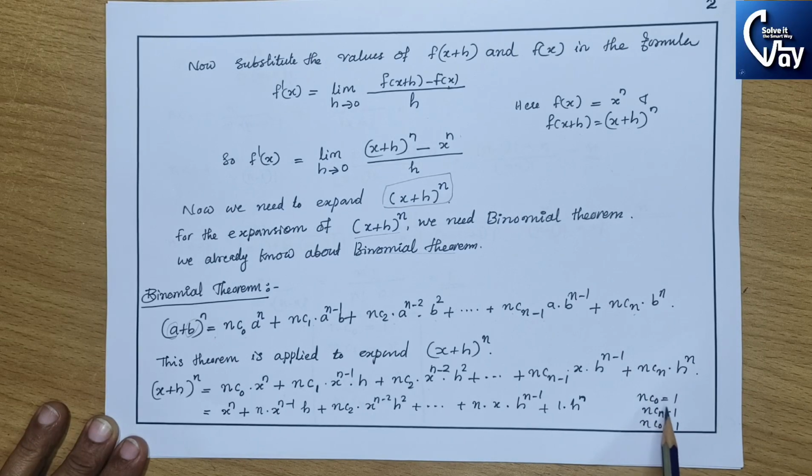So nC0 is 1, nCn is 1. Substitute the values of nC0, nC1, nC2, etc., up to nCn. Then this equation becomes x raised to n plus n into x raised to n minus 1 into h plus nC2 into x raised to n minus 2 into h square plus etc., plus n into x into h raised to n minus 1 plus 1 into h raised to n.